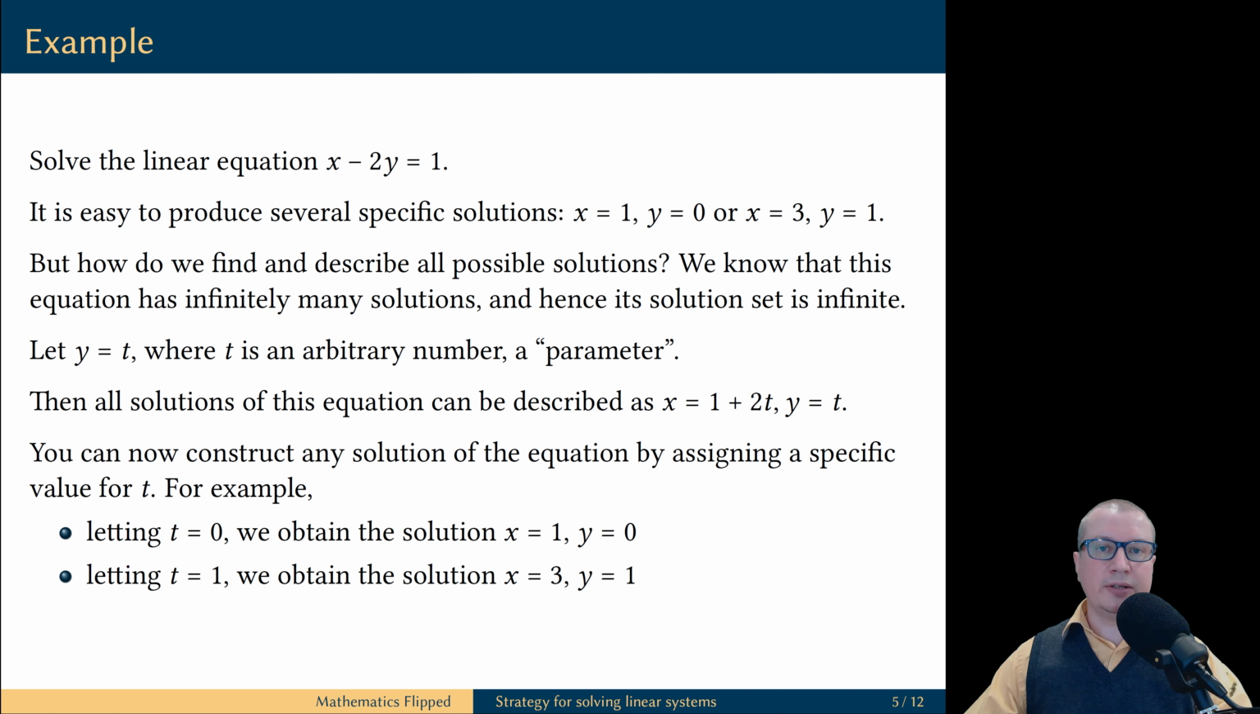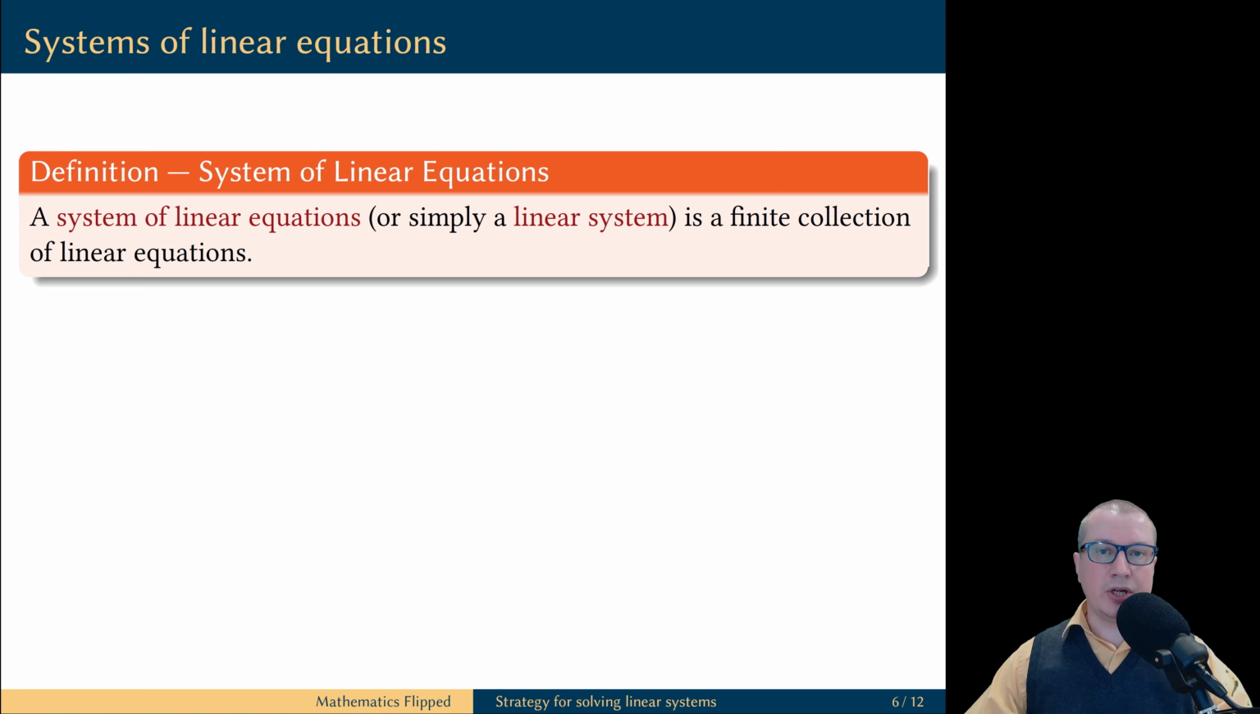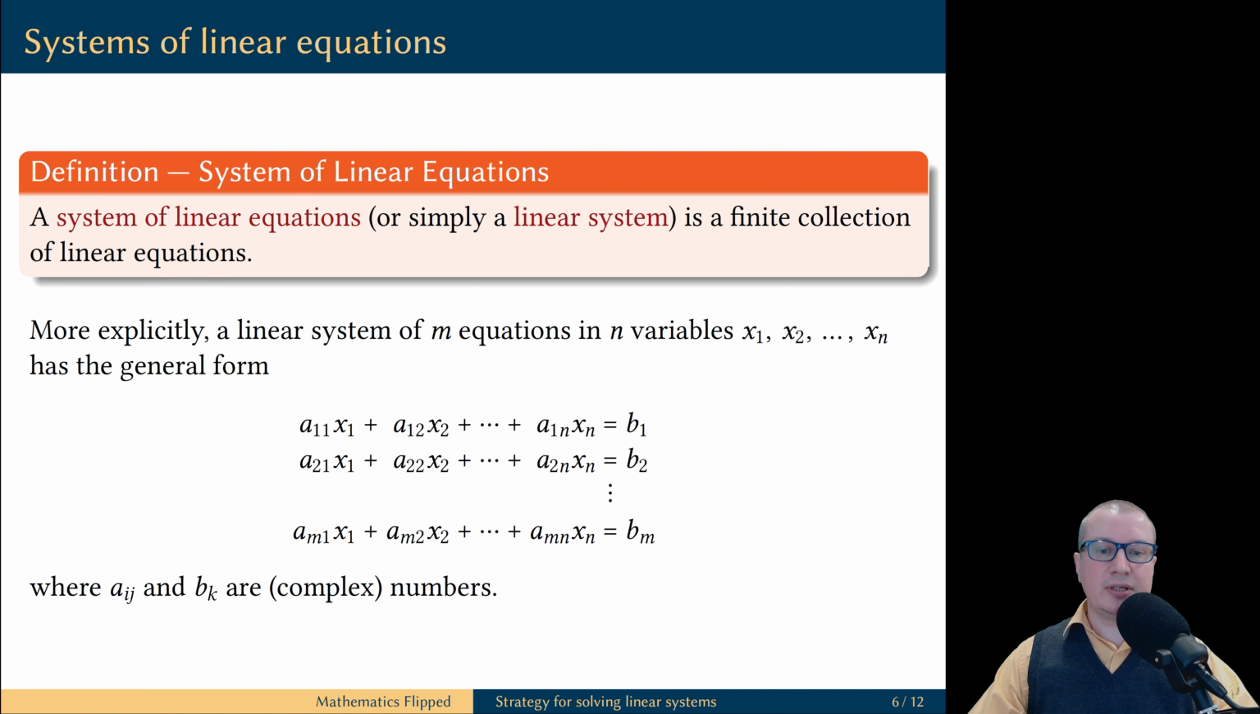Now we are ready to formally define what a system of linear equations is. A system of linear equations, or simply a linear system, is a finite collection of linear equations. I'm going to specifically emphasize definitions of the terms in this course because learning mathematics is like learning a foreign language, and definitions of terms are your vocabulary. If you don't know what exactly a mathematical term means, you cannot possibly use this term because you don't understand what this term entails.